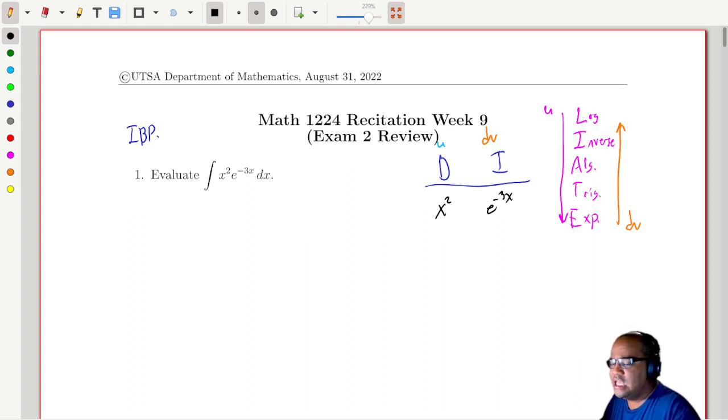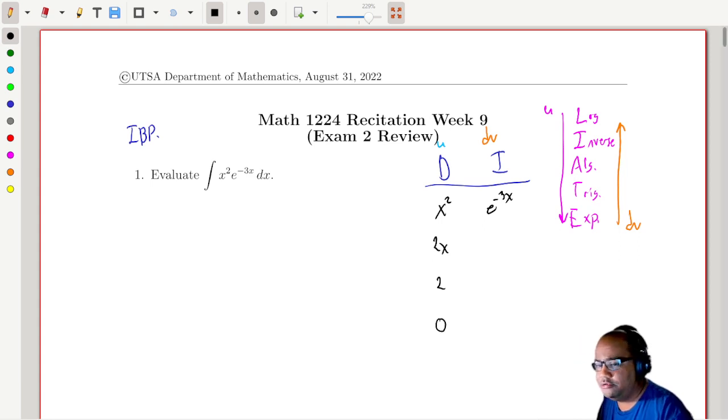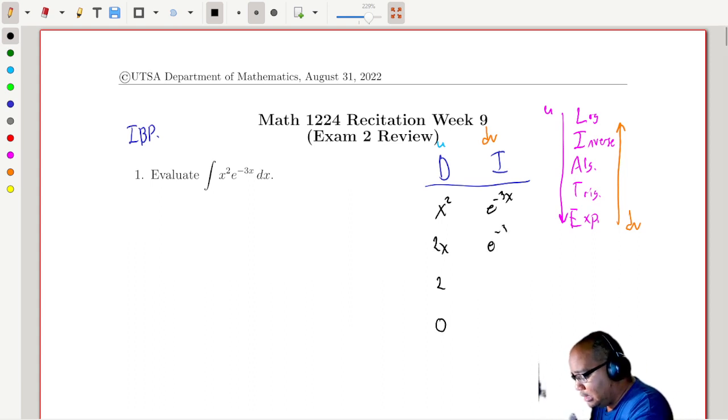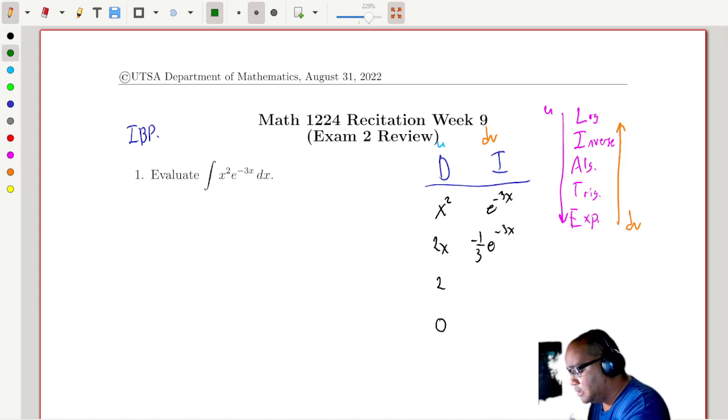Now remember, in the table method, the DI method, we differentiate in the D column until the thing vanishes, until the derivative is 0. We know our power rule just gets applied a bunch of times here. Then we integrate as many times as we differentiated, so you should have the same number of rows. When I integrate an exponential function, I get the same thing back, but I have to divide by the slope. If I have e to the kx, the derivative is k e to the kx, and the integral is 1 over k times e to the kx. Let's just write that down here for completeness' sake.